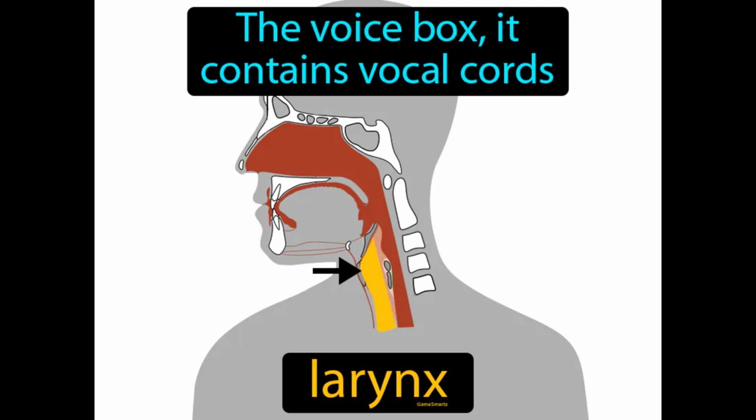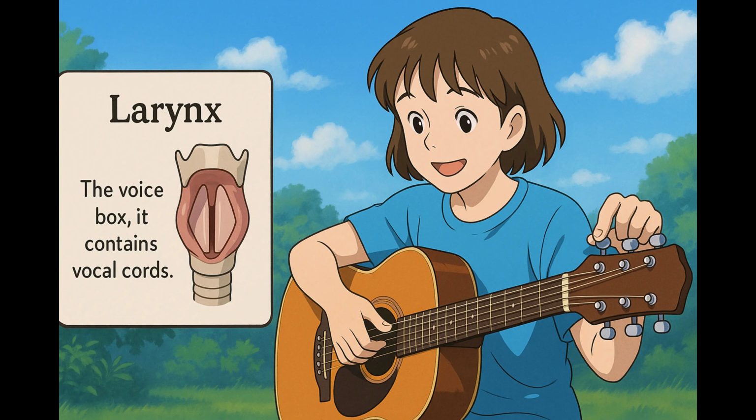The voice box, it contains vocal cords, larynx. The larynx is an organ in the throat that helps produce sound and aids in breathing. Imagine trying to adjust the strings of a guitar to get the perfect sound for your favorite song. Just like how the tension and positioning of guitar strings determine the sound produced, the vocal cords within the larynx work similarly to create the sounds of your voice.